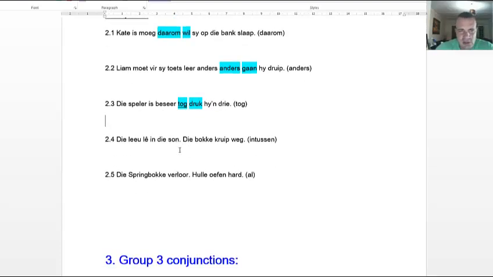Die leeu lê in die son. The lion is lying in the sun. Die bokke kruip weg. The buck, the antelope, are hiding. In the meantime, intussen. So you've got to know what that means first of all. Then you've got to go, aha, it's group 2, and then you'll know what to do. There's your first verb. Move it so it sits next to intussen.